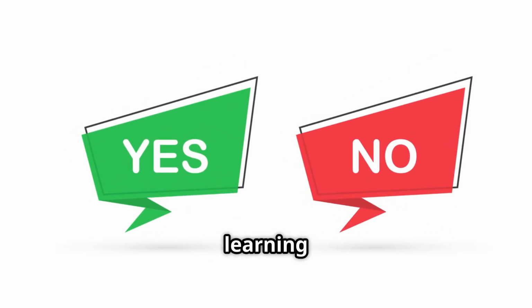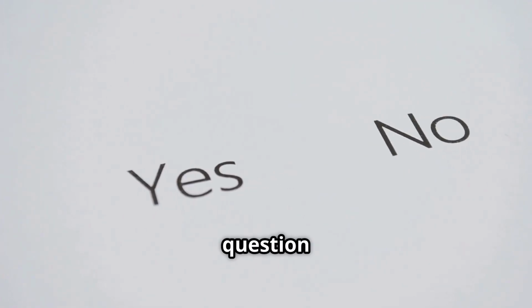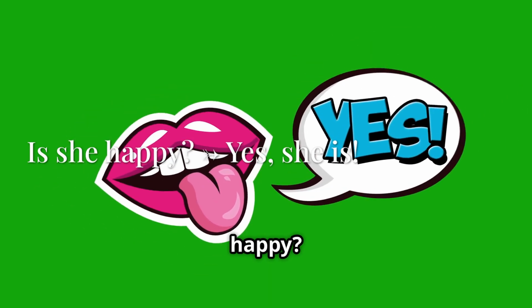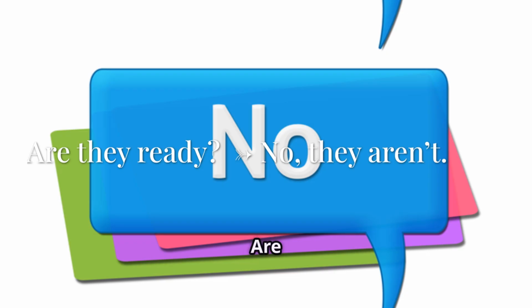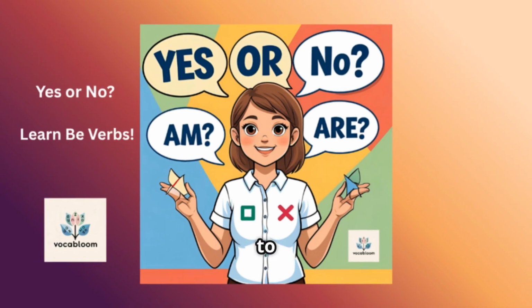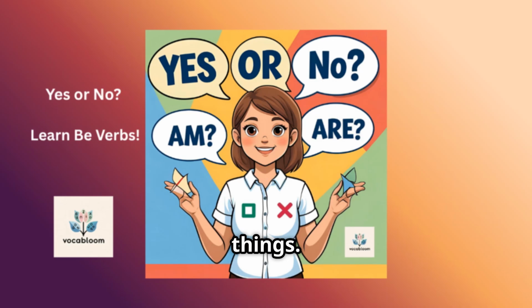Today we're learning how to ask simple yes or no questions using the be verbs am, is, and are. Let's go. A yes or no question is a question that only needs a yes or no answer, not open-ended. For example, is she happy? Yes, she is. Are they ready? No, they aren't. We use be verbs to talk about people, places, and things.